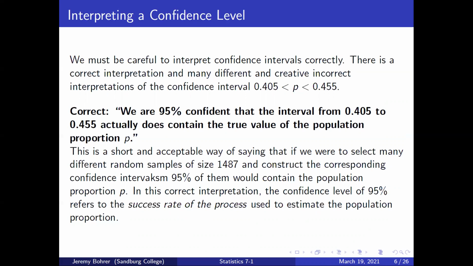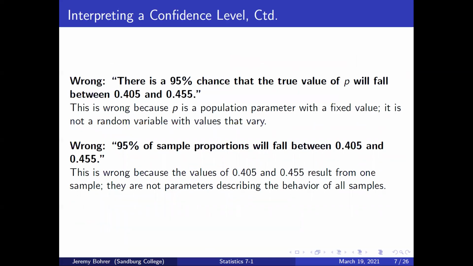In this correct interpretation, the confidence level of 95% refers to the success rate of the process used to estimate the population proportion. Wrong: There is a 95% chance that the true value of p will fall between 0.405 and 0.455. This is wrong because p is a population parameter with a fixed value. It is not a random variable with values that vary. Wrong: 95% of sample proportions will fall between 0.405 and 0.455. This is wrong because the values of 0.405 and 0.455 result from one sample. They are not parameters describing the behavior of all samples.